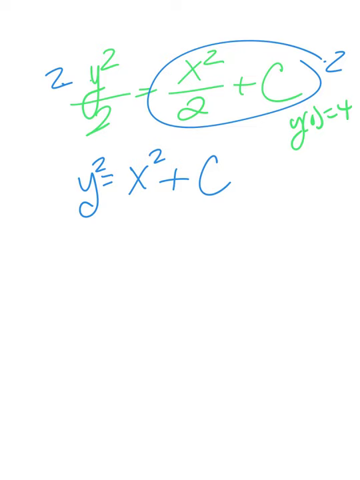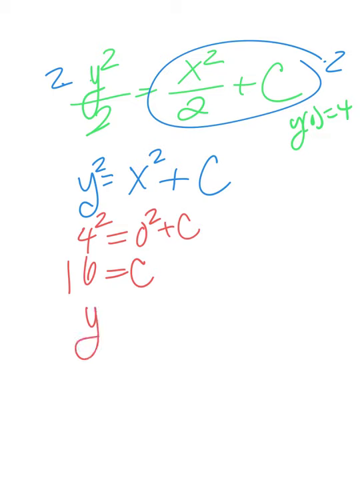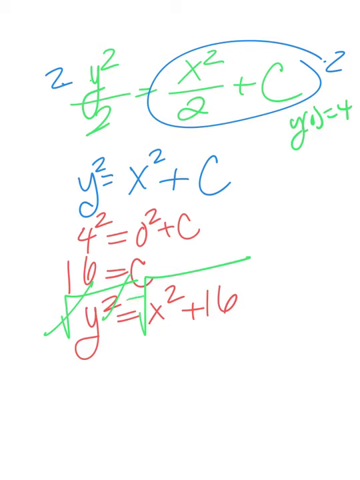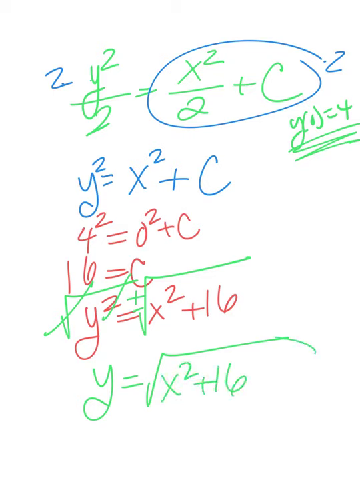Now you can use this to figure out your actual c and plug it in. Remember, 4 is the y, so that's 4 squared equals 0 squared plus c, or c equals 16. So now you've got y squared equals x squared plus 16. You still have to undo the square by taking the square root. So that cancels out, but when you take a square root, you get plus or minus. So which one is it? Well, because this is a positive 4 over there, it's going to be y equals the positive square root of x squared plus 16. And that's the original equation that gives us that differential equation.